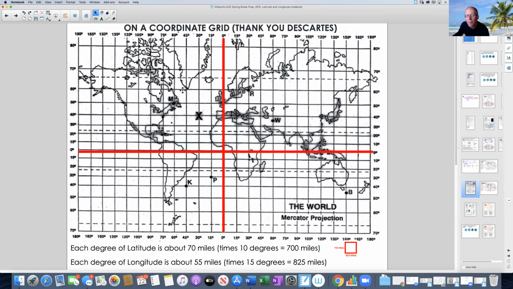Now, what is this line called that is vertical at 0 degrees running through Greenwich, England? Very close to London. I've been there. Hold on. It has a name. This vertical line has a very special name. Think of the numbers 2, 3, 5, 7, 11, 13, 17, 19, 23, 29. Prime? Prime meridian. Everybody say it. Prime meridian.